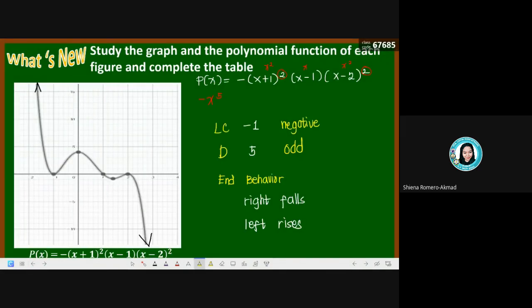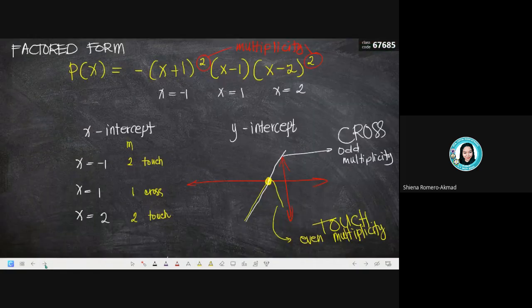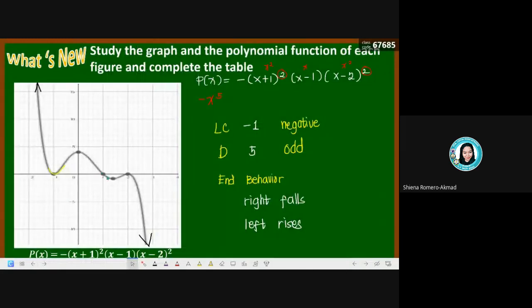Tingnan natin ah. -1, touch. Sunod. Ano nga sunod doon? 2. I mean, si 1. Cross. O, ayan o, nag-cross siya. Ito o, kung nakikita nyo. Wait lang, gamit ako ng red. So, ito, nag-touch sa -1. Sa 1, nag-cross. And then sa 2, nag-touch.